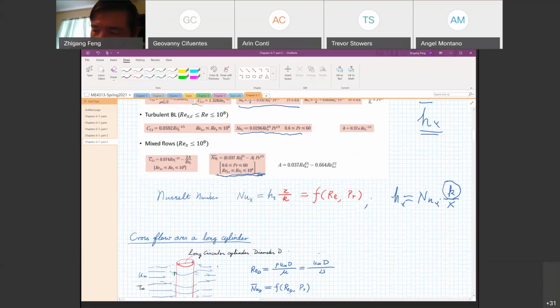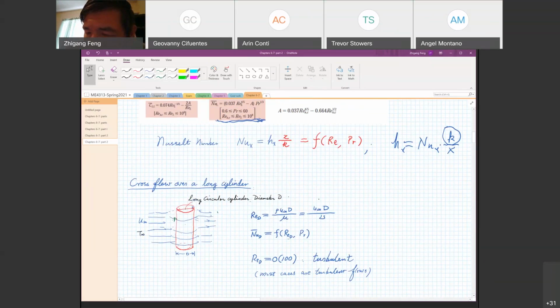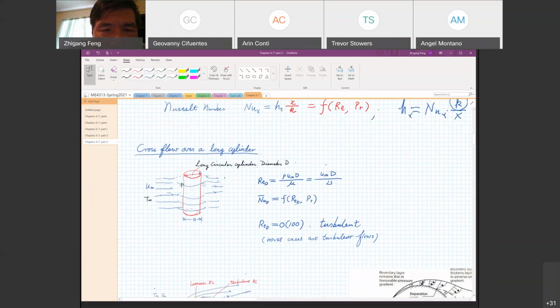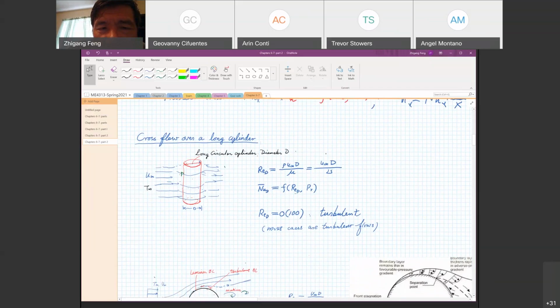Today, next, the following will be the new topics that we plan to cover. So we move to the second configuration. We did the configuration of a flat plate. The second configuration is cross flow over a long cylinder. So let's first clarify under what condition we can claim the cylinder is a long cylinder. For a cylinder, its diameter is D, and the length, I say that's L.